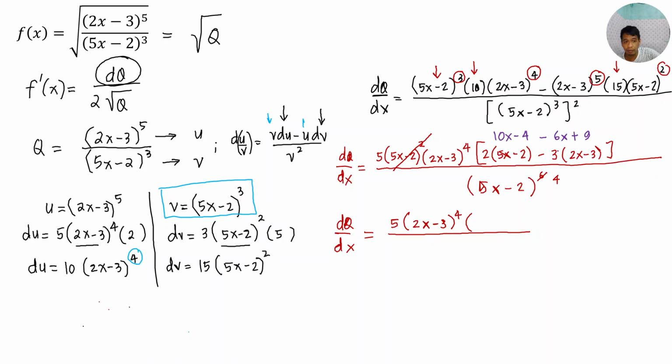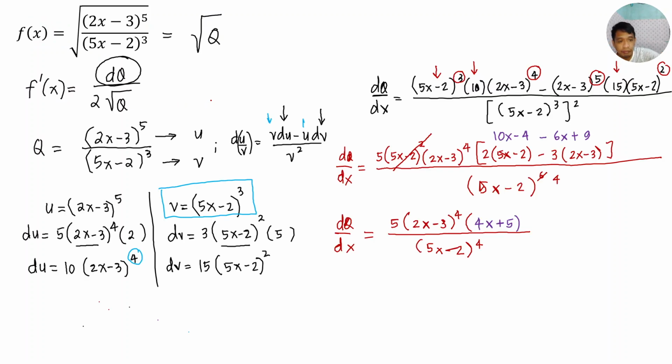So again, didistribute lang natin yung negative 3 inside the parenthesis. So this gives us 4x plus 5, because 10x minus 6x is 4x and negative 4 plus 9 is 5. Then your denominator remains 5x minus 2 to the 4th na. So this will be our dq dx. At isa-substitute natin yun dito. Let us try to simplify further.